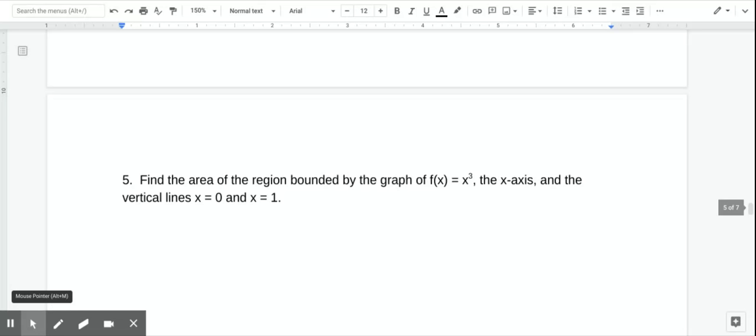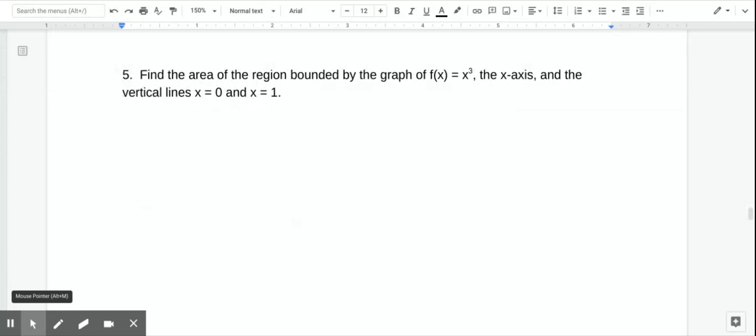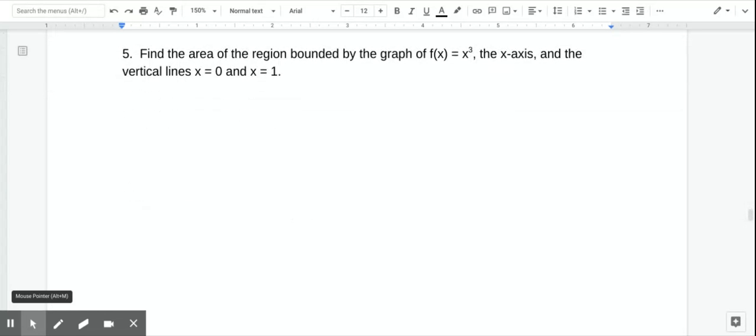We'll tackle one of these. So we want to find the area of the region bounded by the graph of f of x equals x cubed, the x-axis, and the lines x equals 0 and x equals 1. So let me just sketch this for you. You know what a cubic function looks like, sort of like that. So from 0 to 1, we're looking for this area under the curve right there.